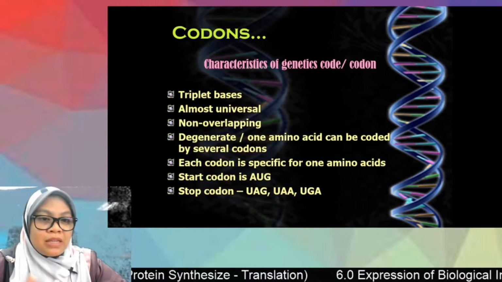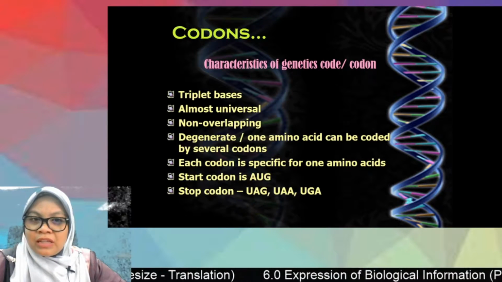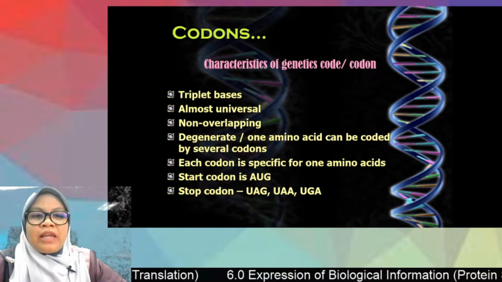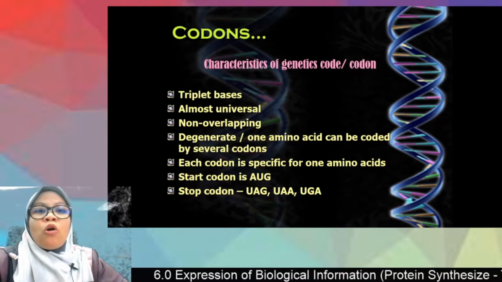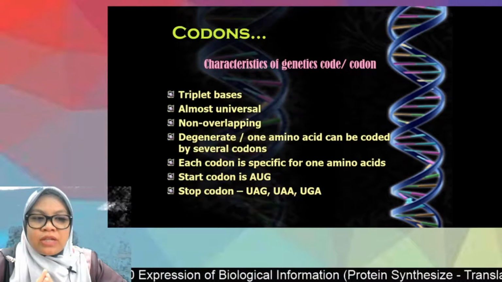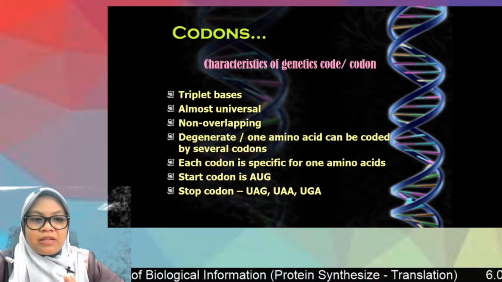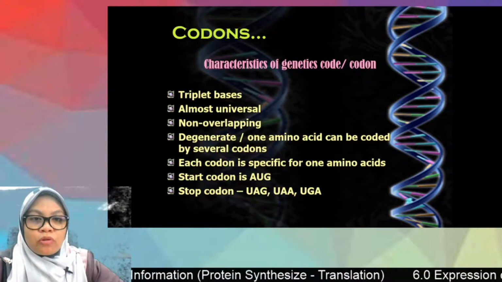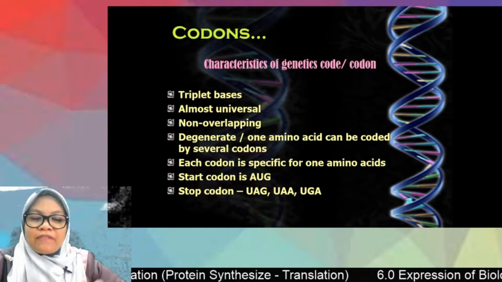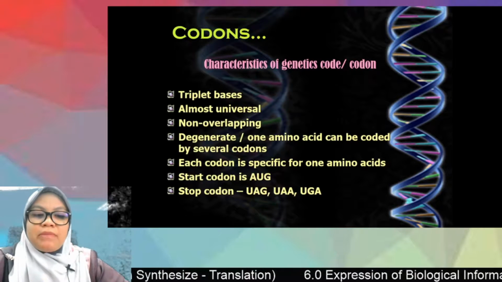It must be in triplet bases, almost universal, non-overlapping, meaning that AUG will code for methionine only, not for serine or any other amino acid. And then it can be degenerate, or one amino acid can be coded by several codons. After this I will show you what it means. Each codon is specific for one amino acid.